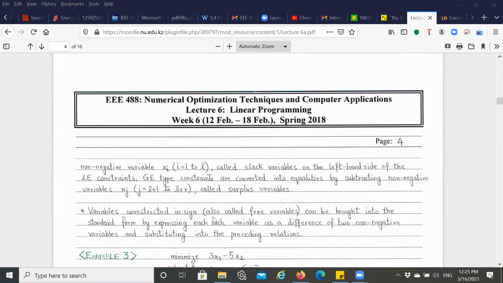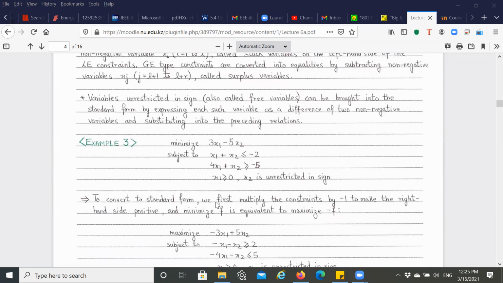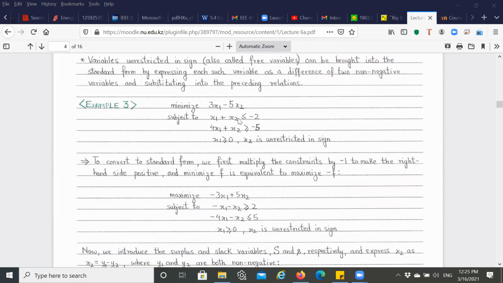Standard form of the LP. I told you about how to express something in the standard form if it is less than or equal to. What do you do? Tell me. If you have a constraint of type less than or equal to in an LPP problem, how do you convert it into an equality?